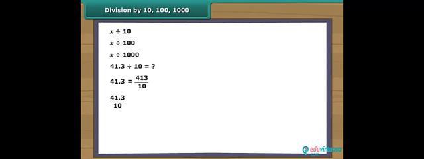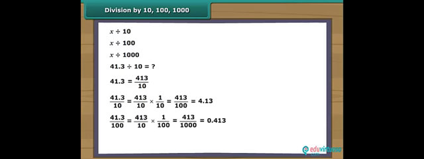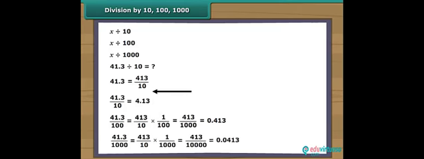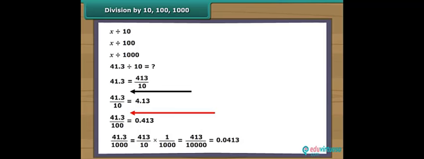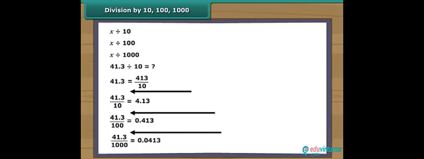Thus, 41.3 divided by 10 is equal to 413 upon 10 multiplied by 1 upon 10. This gives 413 upon 100, which is equal to 4.13. Similarly, when we divide 41.3 by 100 and 1000, we get 0.413 and 0.0413 respectively. Thus, we can say that when a decimal number is divided by 10, 100 and 1000, the decimal point in the quotient shifts to the left by 1, 2 and 3 places respectively.